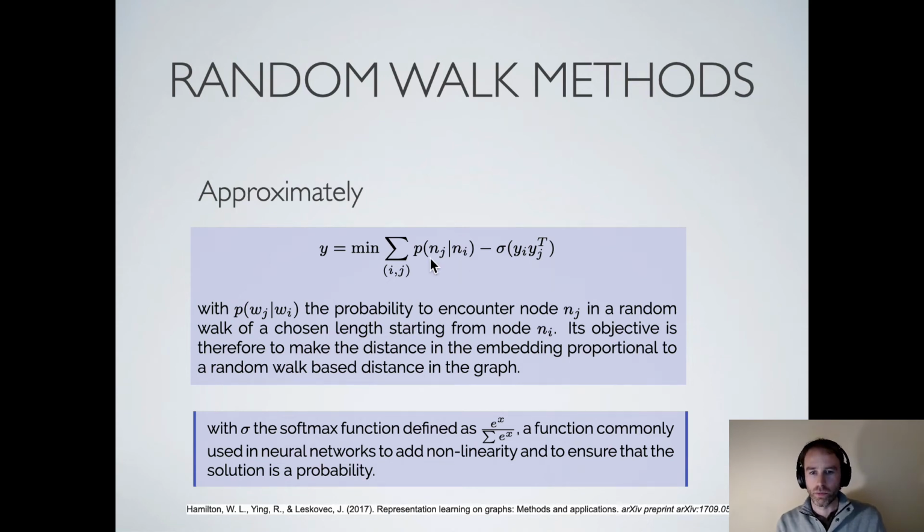Okay, so just to keep the general idea: the distance in your embedding, in terms of cosine distance or dot product distance, should be proportional to this notion of distance, which is defined by the probability to encounter the node in a random walk starting from the node. Basically, two nodes that are very far away in the graph should be far in the embedding, and two nodes that are close in the graph should be close in the embedding.